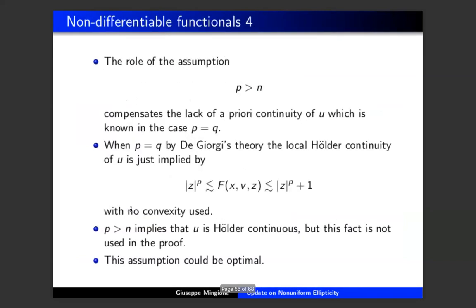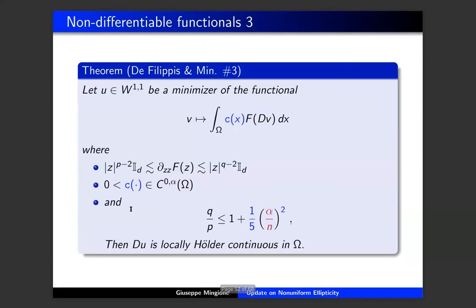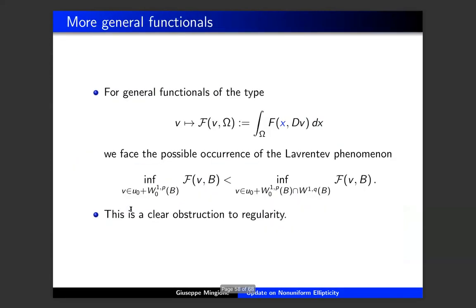These are results for model functionals of multiplicative structure. For general functionals, there is an additional problem, which is the occurrence of the Lavrentiev phenomenon. This is more involved because the Lavrentiev phenomenon can occur also in the standard uniformly elliptic setting, by considering the double phase functional. So the Lavrentiev phenomenon cuts out regularity of minimizers, but it happens anyway.